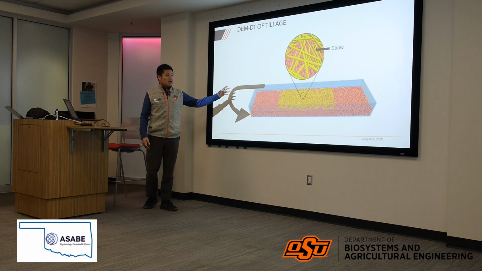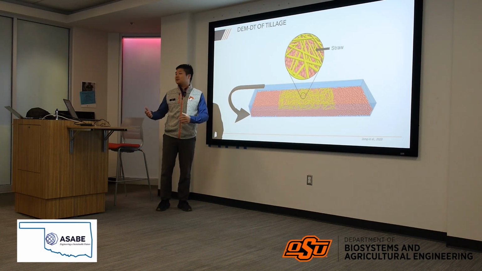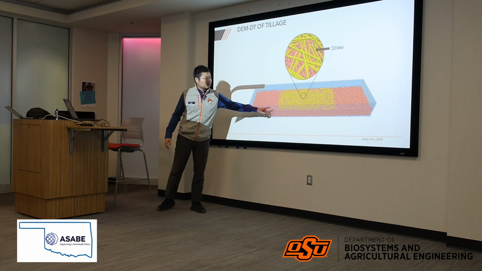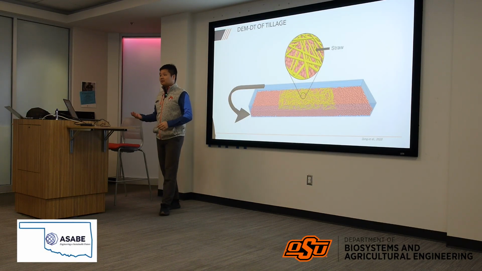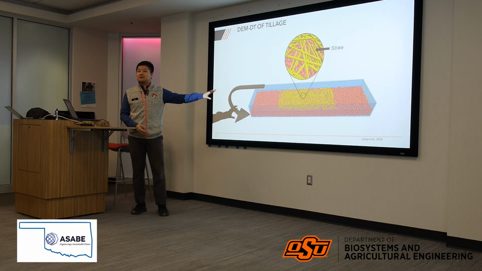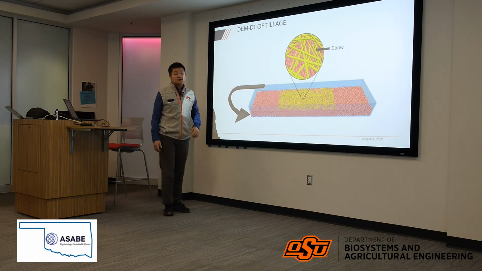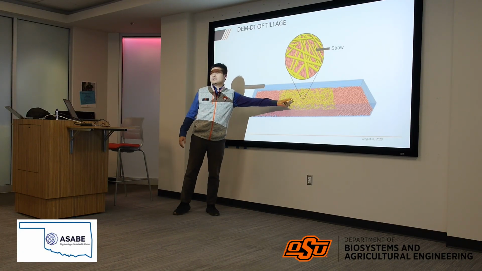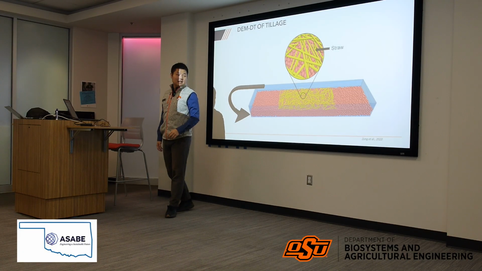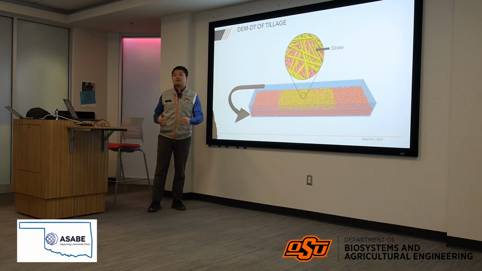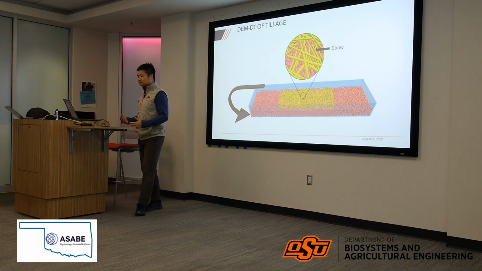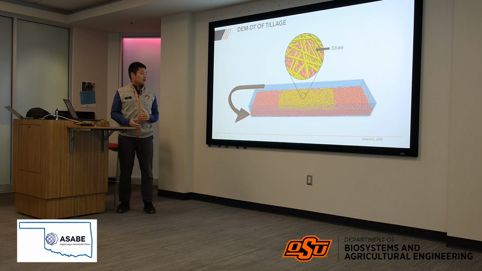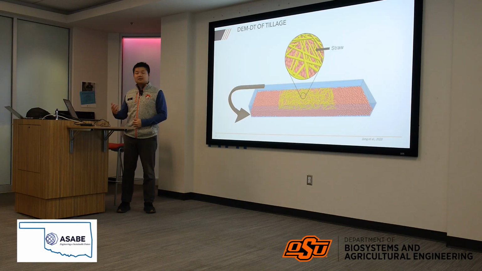So here on the screen, we have a tillage application. Those red particles are the soil. We're in Oklahoma, so red dirt. That's the soil we're working with today. And also, we're in Oklahoma, we have wheat, so wheat straw on the surface. And here is a sweep, which is part of the cultivator machine, trying to prepare the soil for planting, for seeding application.